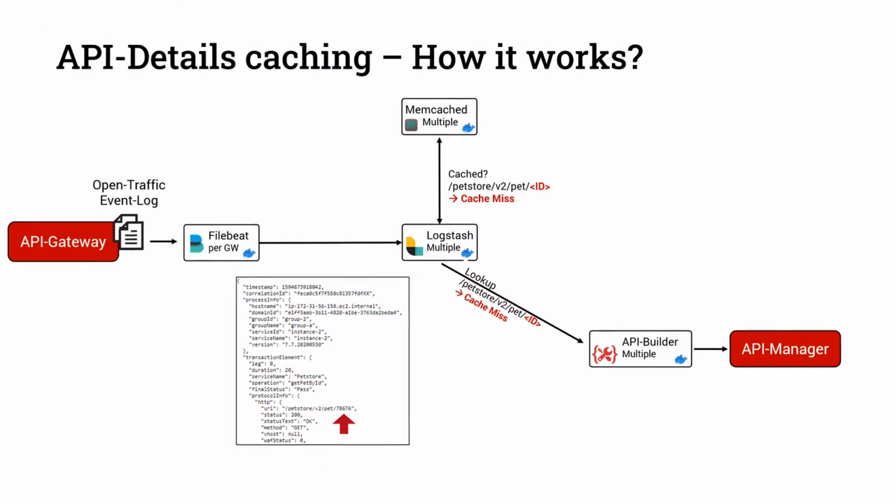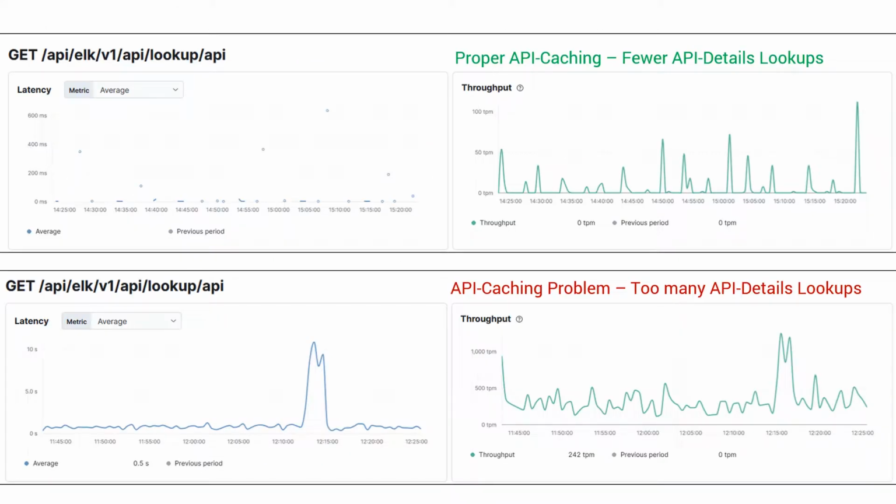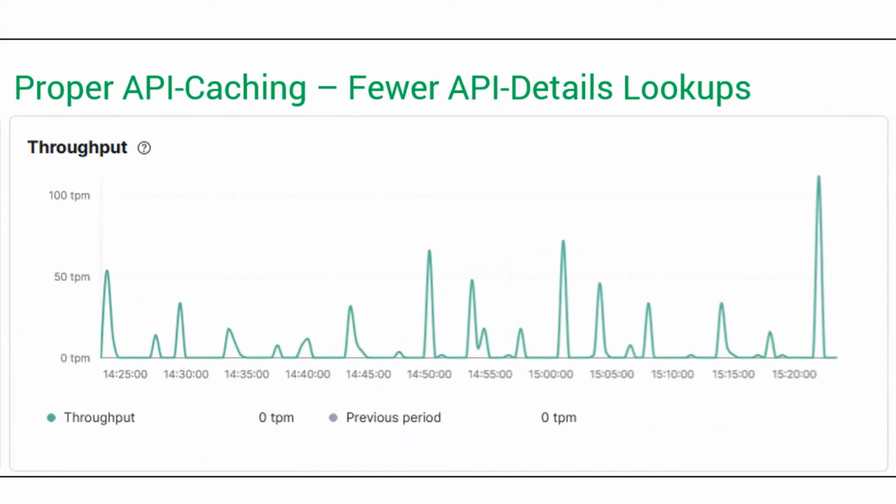Ultimately, you can see that in the application performance management of Kibana when looking at the API Builder for Elastic application. At the top section of this page, you can see how it should look in general. There is throughput, with API calls made to the lookup API, but then for a few minutes, say 5 or 10 minutes, no lookups are performed, because the information has been cached already by Logstash, and that's why API Builder is not used.